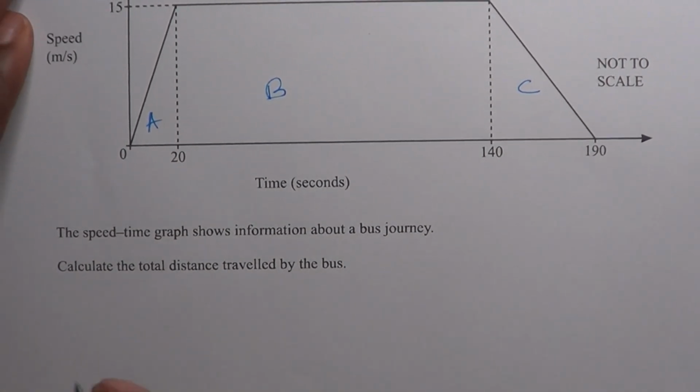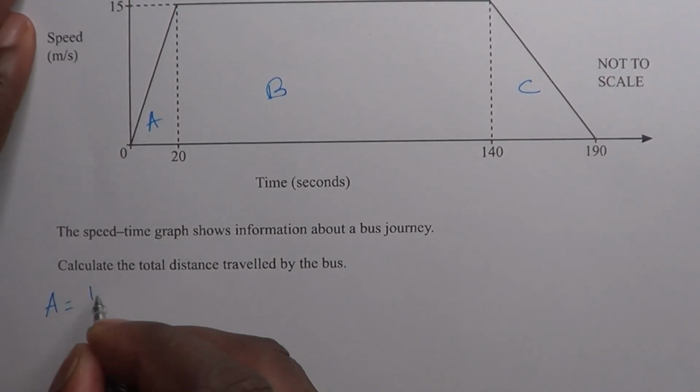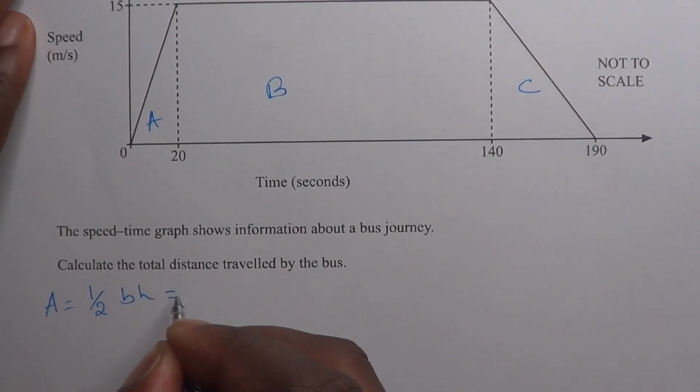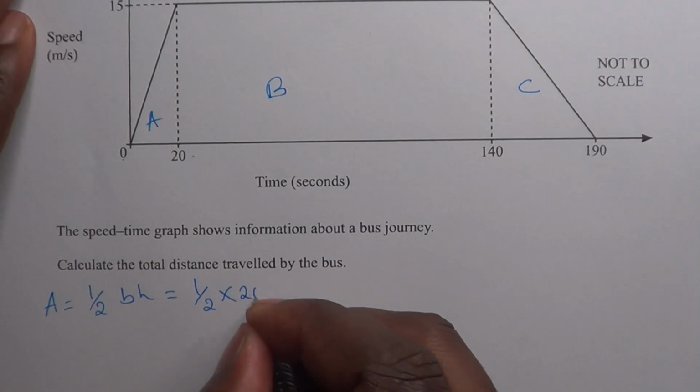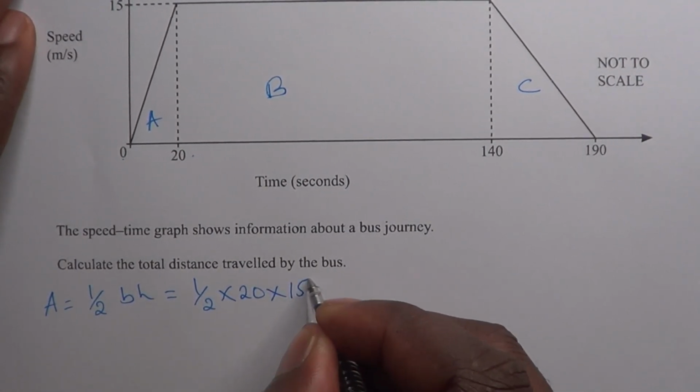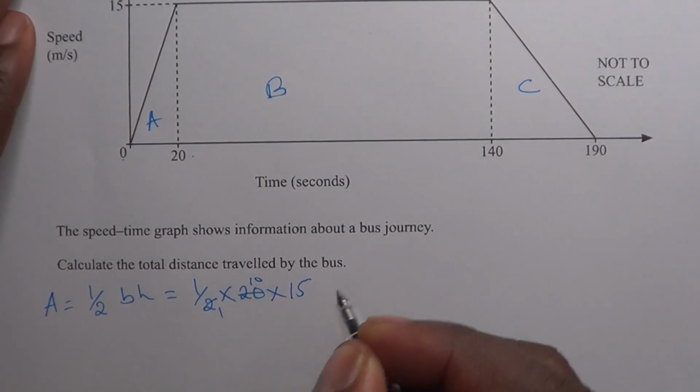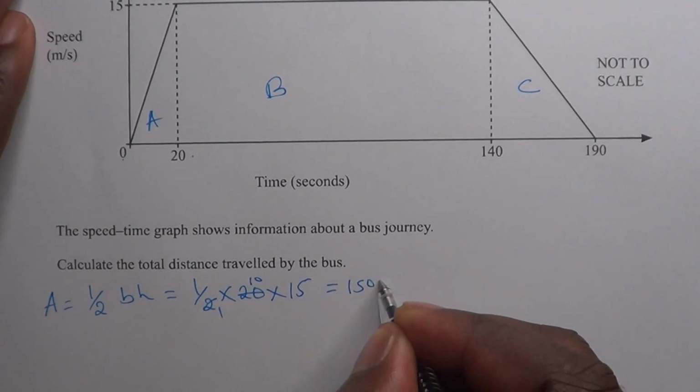So let's start with A. A is half base times height, which is equal to a half times base, from here up to here, that is 20, times height, which is 15. So it will be 150 meters.